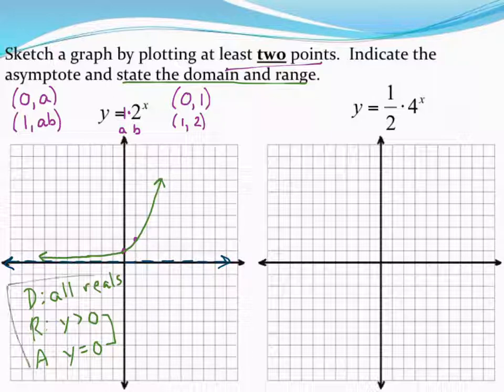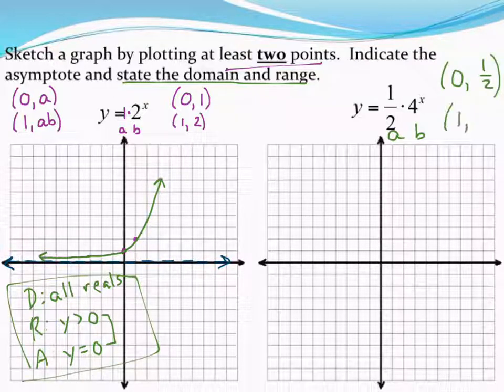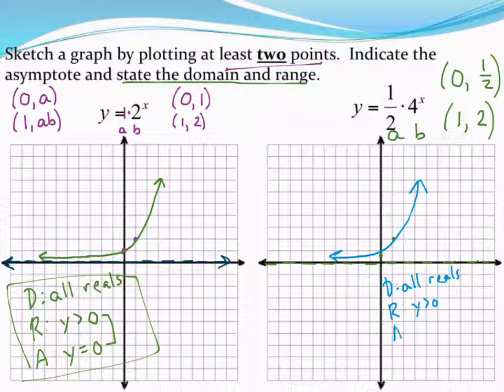So here is what my graph looks like. Notice I did the 0 comma a trick and 1 comma a b trick, although I'd recommend you just find 2 points using your table. Notice the graph looks very similar to the one we just did, and the domain, range, and asymptote are still the same thing because nothing has been shifted around.